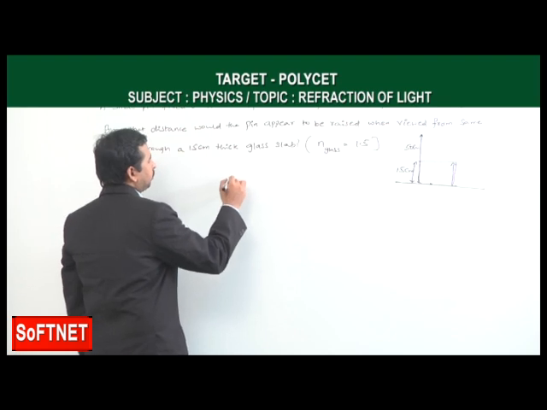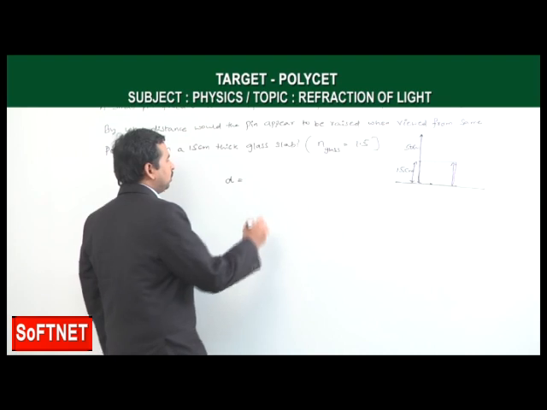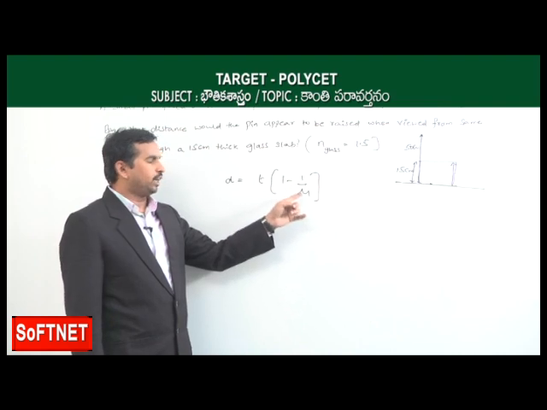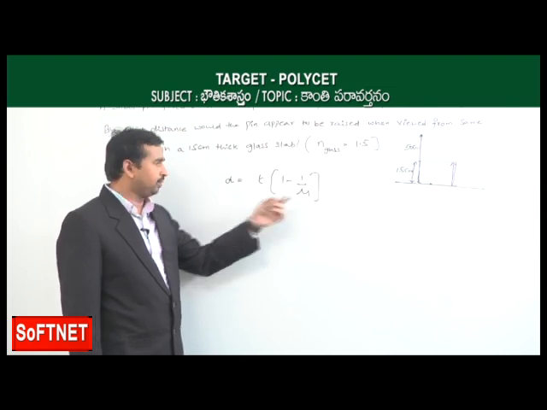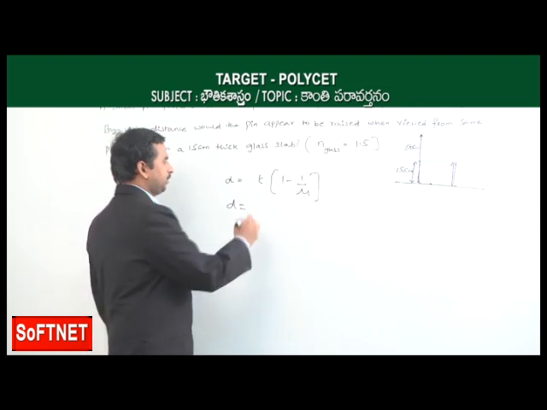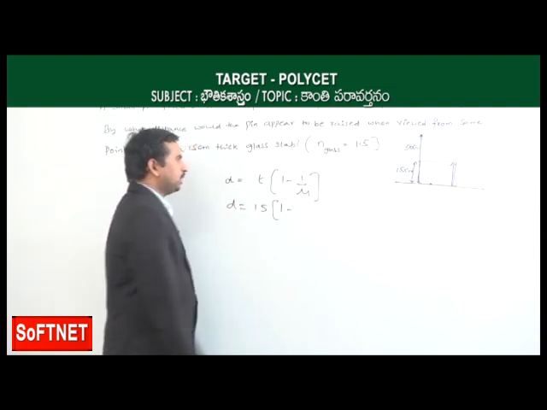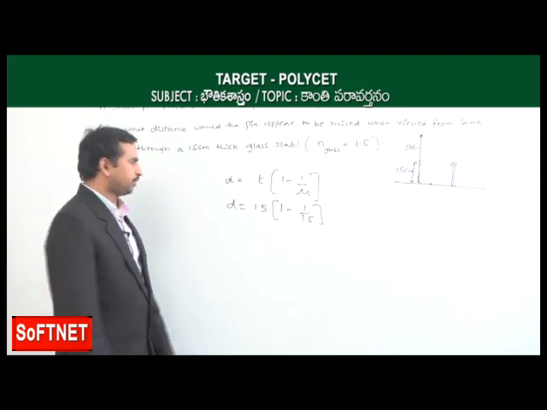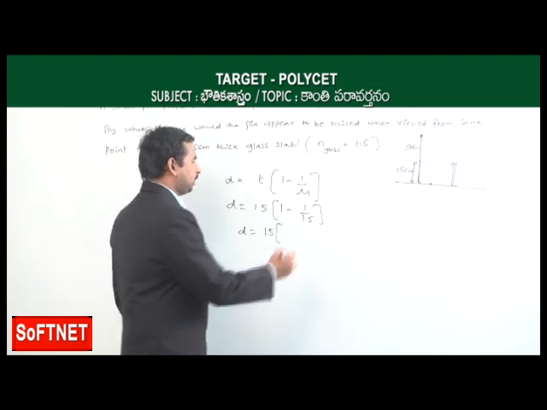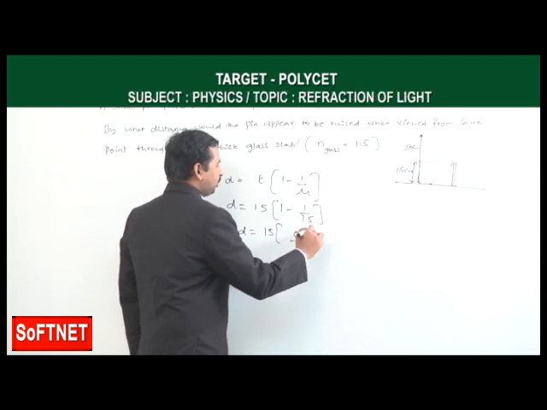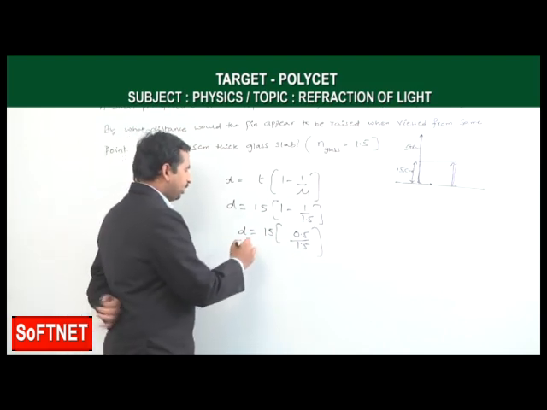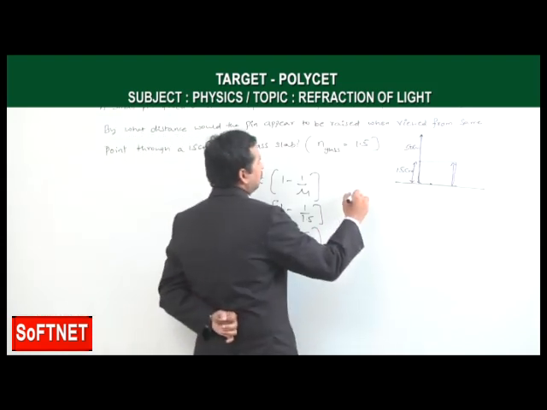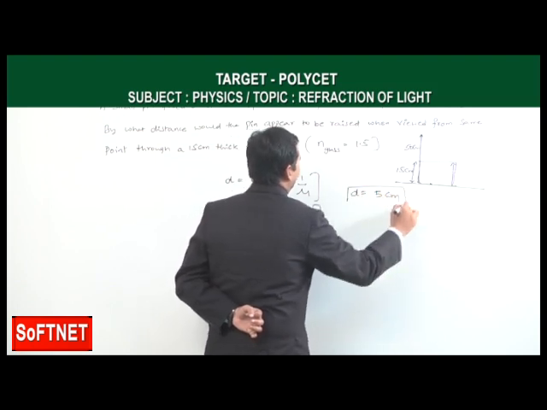Now we already know that D, the normal shift, is equal to T times (1 minus 1 by mu), where D is the normal shift, T is the thickness of the glass slab, and mu is the refractive index of the medium, which is the glass here. So D is equal to 15 times (1 minus 1 by 1.5). Taking the LCM, this becomes 15 times (1.5 minus 1) by 1.5, that is 15 times 0.5 by 1.5, which is 15 times 5 by 15. The 15 cancels, and finally we get D equal to 5 centimeters, which is how much it appears to be raised.